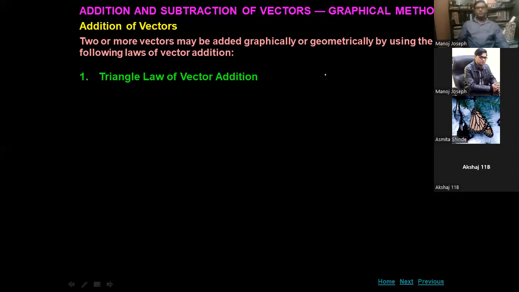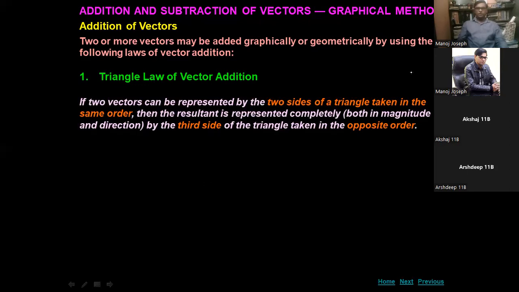So two or more vectors may be added graphically or geometrically by using the following laws of vector addition. The first one is the triangle law of vector addition. I already explained it in the last class. According to the triangle law of vector addition, if two vectors can be represented by two sides of a triangle taken in the same order, then the resultant is represented completely, both in magnitude and in direction, by the third side of the triangle taken in the opposite direction.